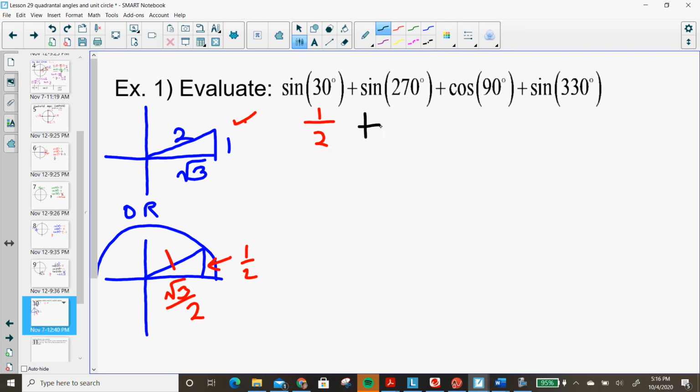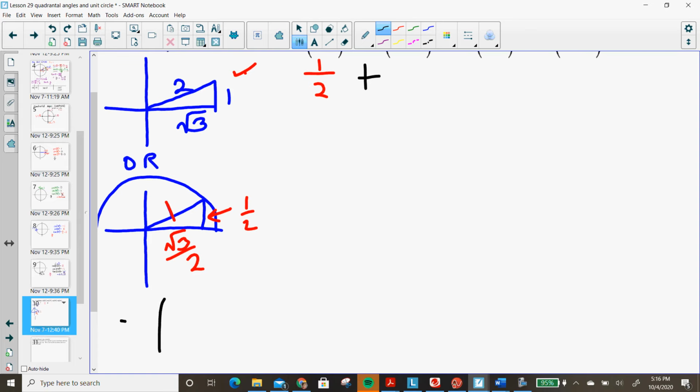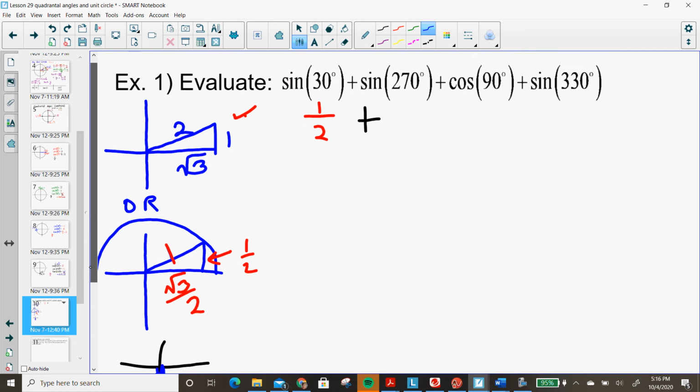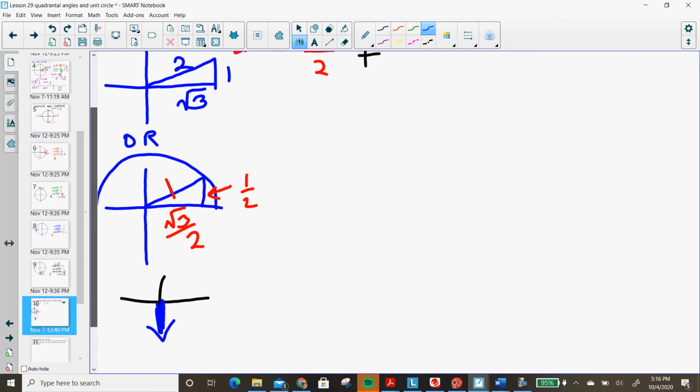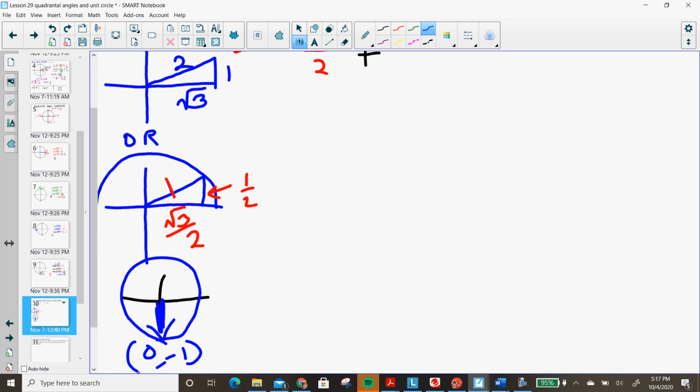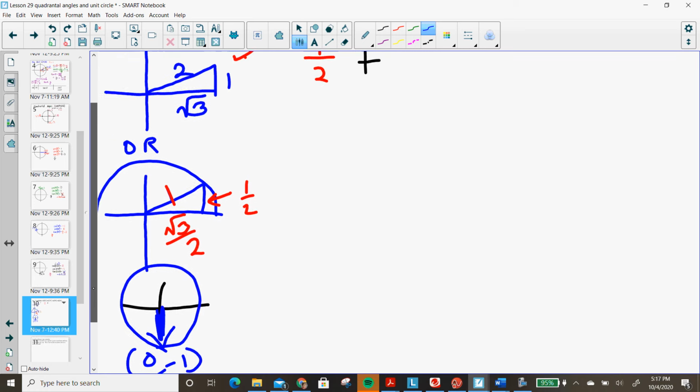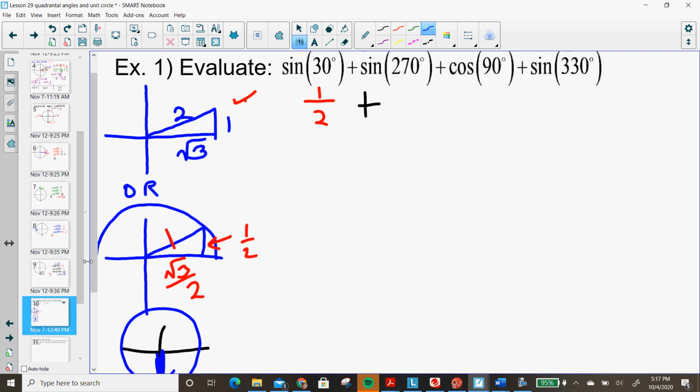For 270 degrees, that is going to be when we are at the bottom of the unit circle. So for this one, we simply want to say that the sine is the y-coordinate. If we are at the bottom of that unit circle, that means we are at 0, -1. So our y-coordinate is -1.